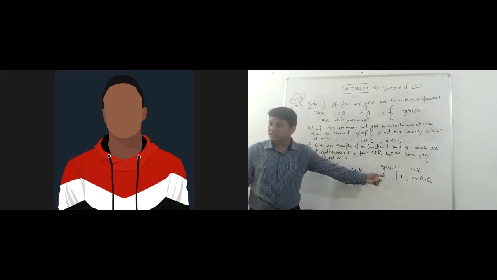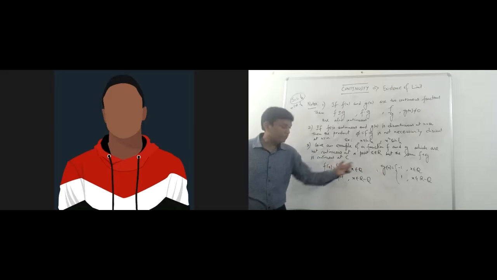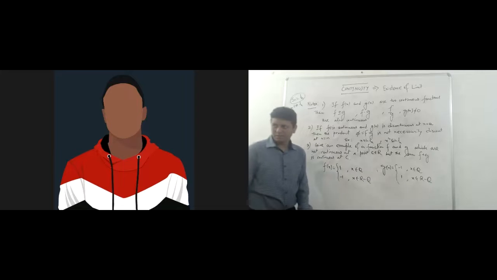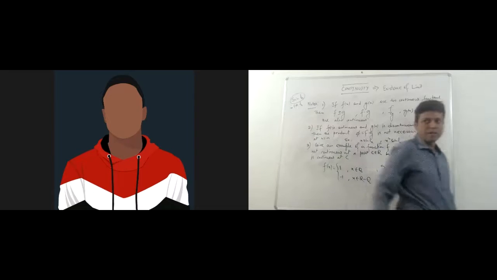So f(x) is discontinuous and g(x) is discontinuous. But what about their sum? 1 minus 1 is 0, minus 1 plus 1 is 0. In all the cases, we will have 0. 0 is a constant function, and any constant function is continuous. This is a very good example.